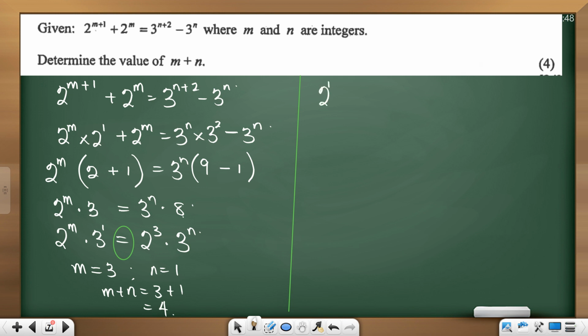Let me show you another method. All right, 2 to the power m times 3 equals 3 to the power n times 2 to the power 3. I am going to bring all the variables to one side. So let us divide by 3 to the power n.